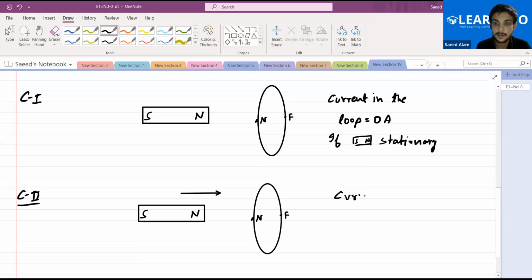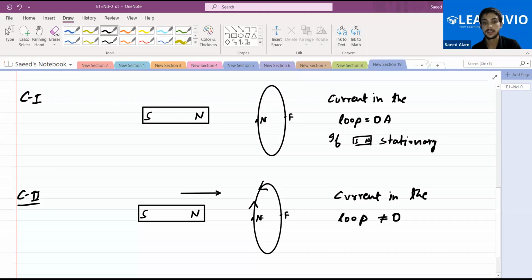That means in this time the current in the loop will not be equal to zero. We are aware of this. But if the current inside the loop is not equal to zero, that means there is some EMF induced inside it. Yes or no? There are two ways that I can induce the current, somewhat in this direction or in this direction. Do you agree with this or not?